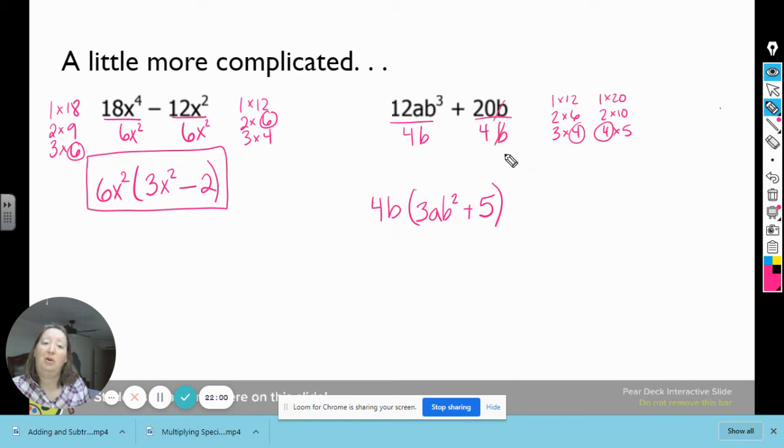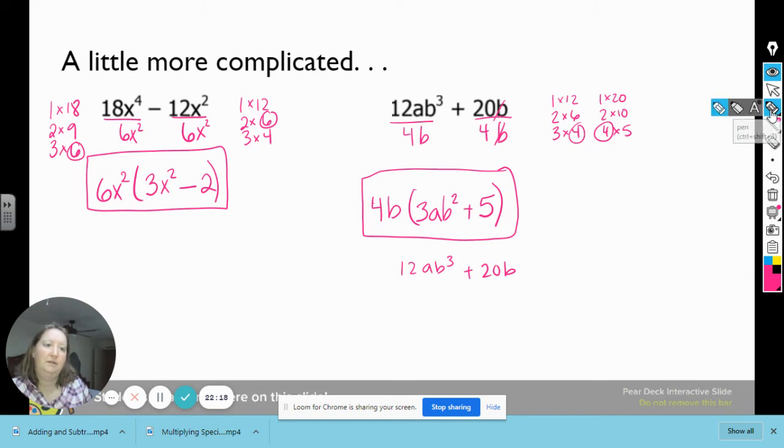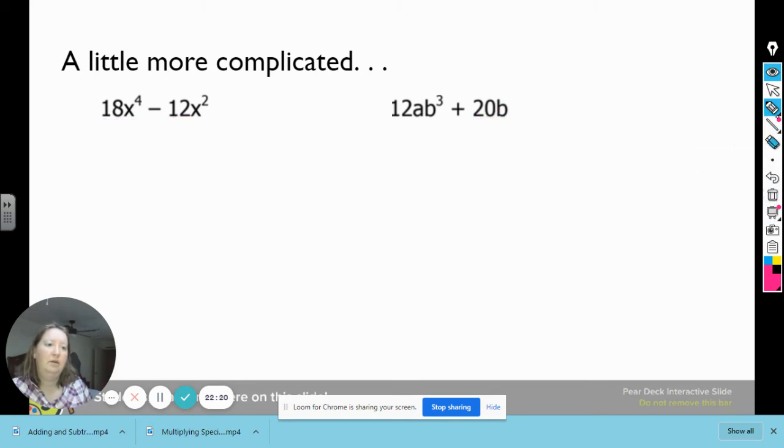That is the part that I think people are going to get stuck on. They're going to be like, wait, what happened to the b? So to check yourself, you could redistribute. Yep, that's 12ab to the 3rd plus 20b. Is that right? Oh, yep. Sure is.